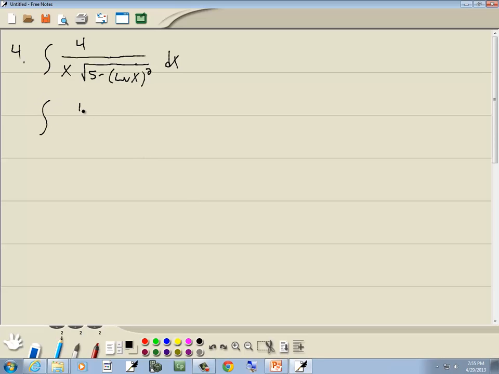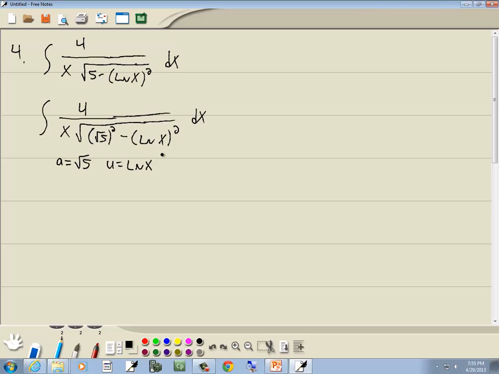Okay, well, this will be 4 over x, and then the square root of 5 squared minus natural log of x squared. So we've got something squared minus something else squared. Well, what's inside the first parentheses will be our a, so a is square root of 5, and u would be what's inside our second parentheses. Now the derivative of natural log of x is 1 over x dx, which works out well because I have an x down in the denominator. The only thing is I have an extra 4, so I'm going to throw that out in front.